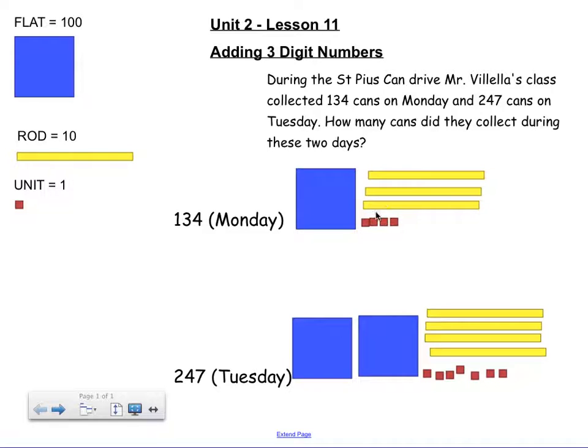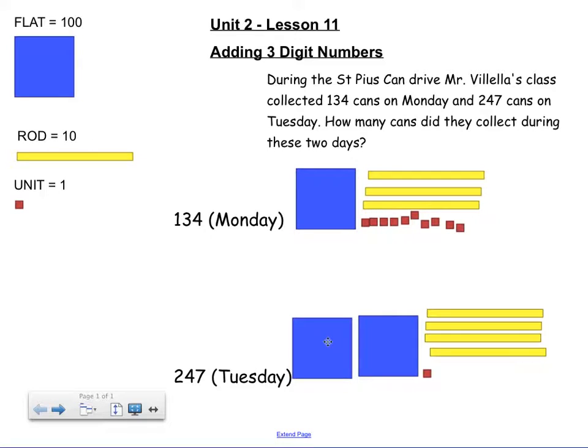So I have 4 here and 7 here, and I could probably make a rod out of this. I'm going to just combine them. I have 4, here's 5, 6, 7, 8, trying to make 10, here's 8, 9, and here is 10. Now that I made a rod here, it's the same numbers, 134 and 247, I just manipulated it to make my counting easier.